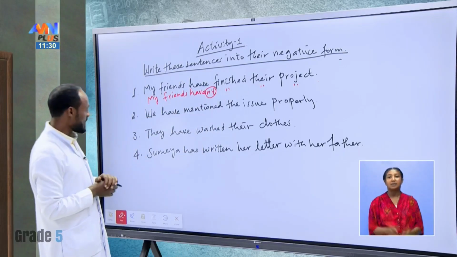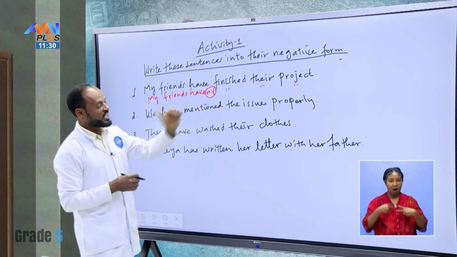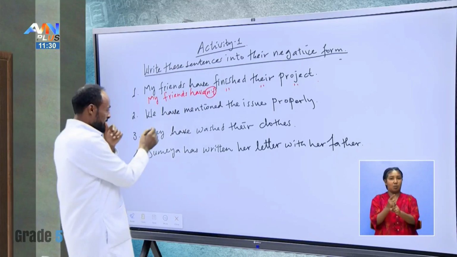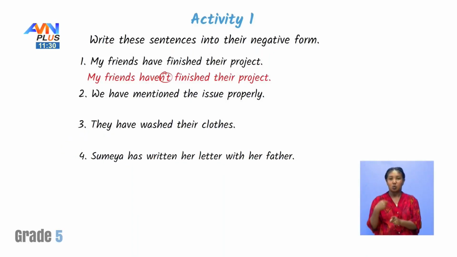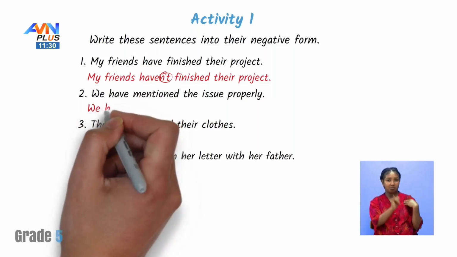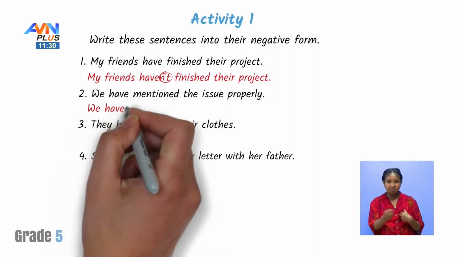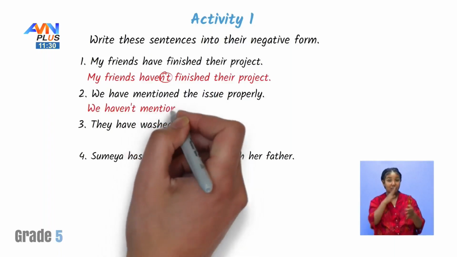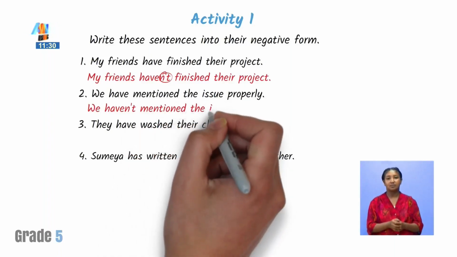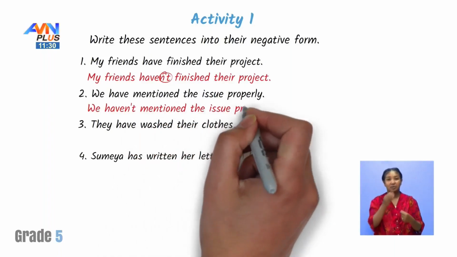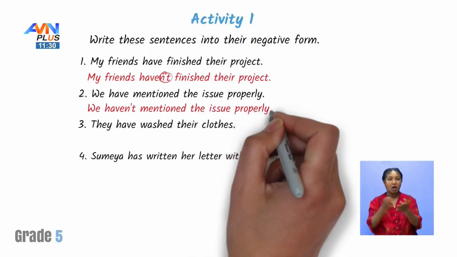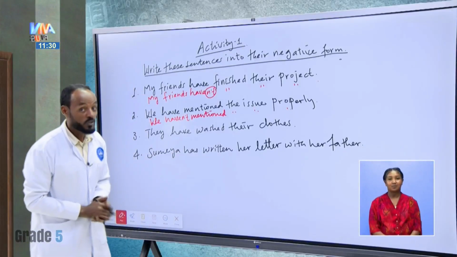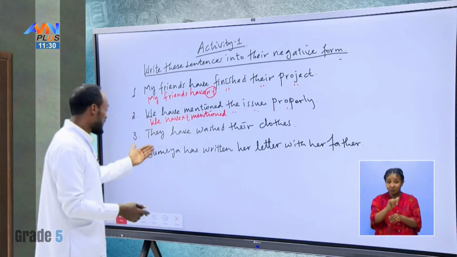What about the second one? We have mentioned the issue properly. Yes, the subject is the same, have, haven't. We haven't mentioned the issue properly. I hope you did it like this. Bravo. What about the third one?